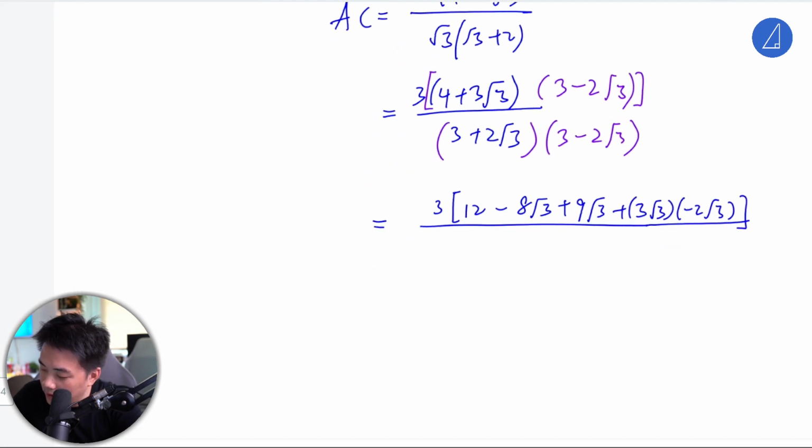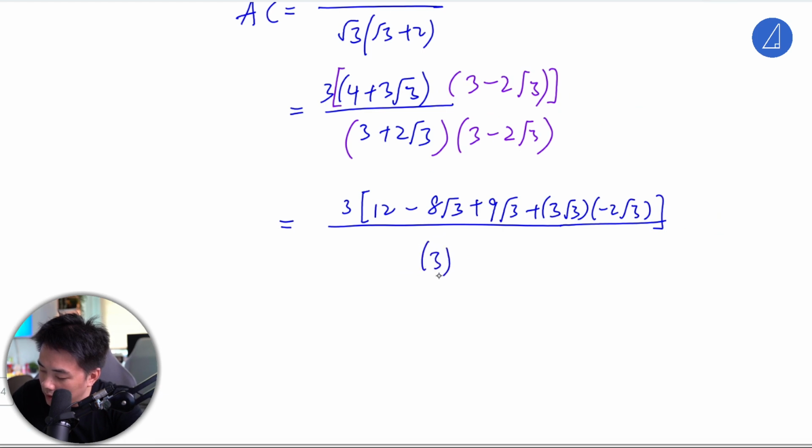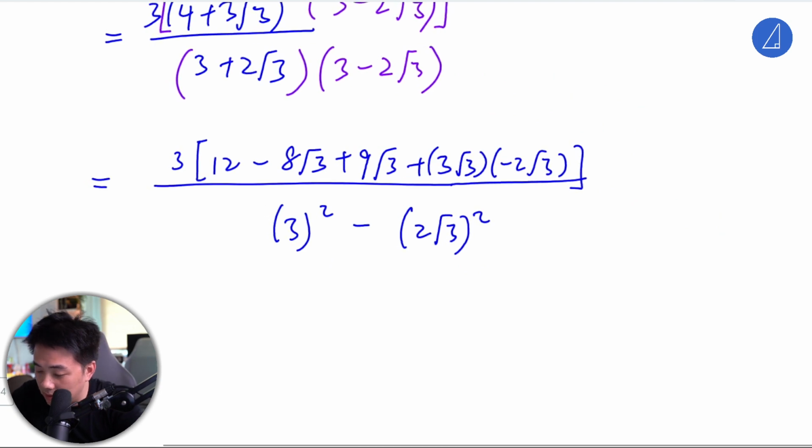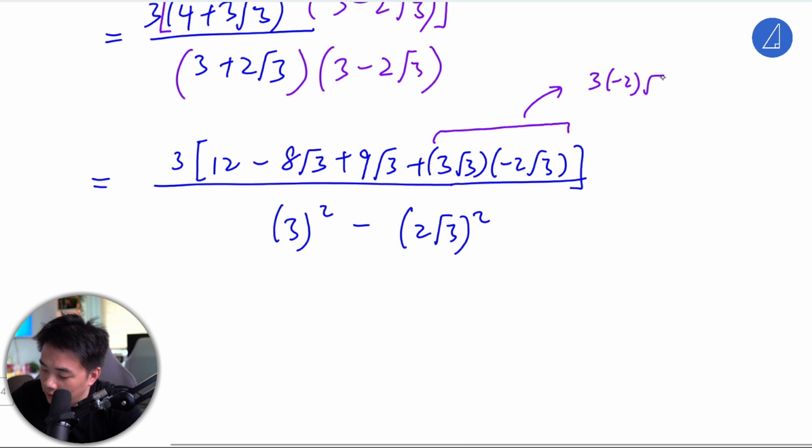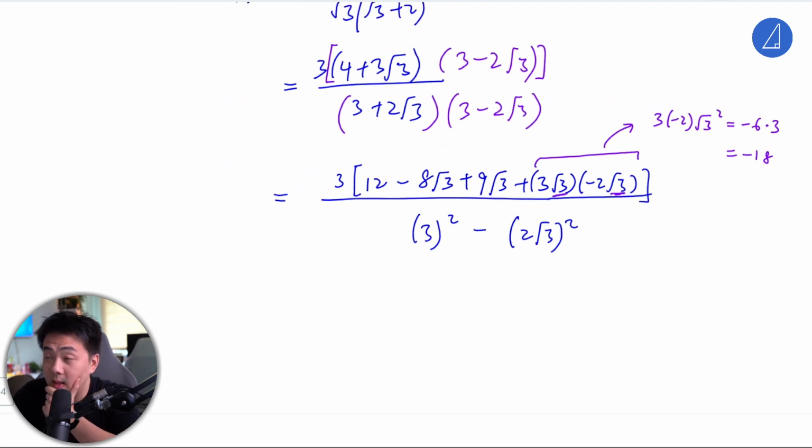Okay, then this will be 3 square minus 2 root 3 square. Okay, great. So this last one here is actually 3 times minus 2 and root 3 square, right? Because you have 2 root 3 square here, then 3 times negative 2 will be negative 6 times 3, which is actually negative 18. Right, negative 18.